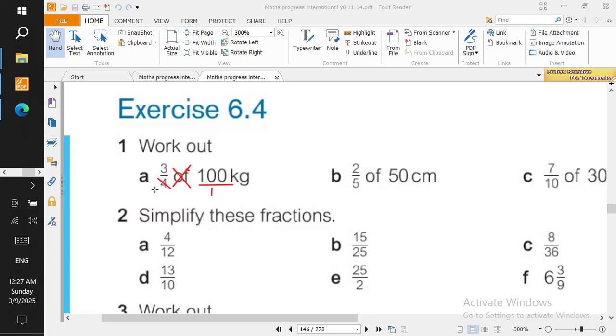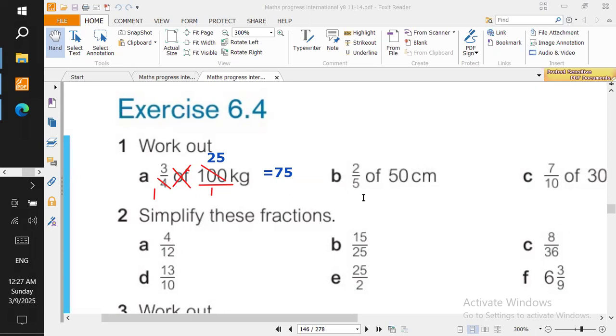Divide this by 4 is going to be 1. Divide this by 4 is going to be 25. And then you multiply the numerators. 3 times 25 is going to be 75. And 1 times 1 is going to be 1. So we don't have to write it. So this idea, you can do it with a calculator. 3 over 4 times 100 is going to give you 75.